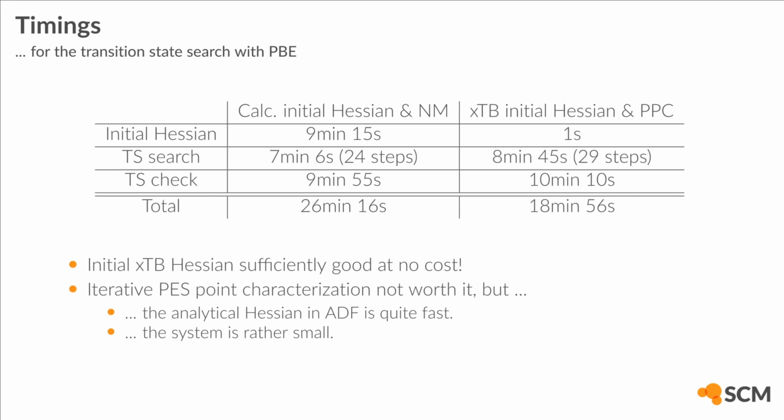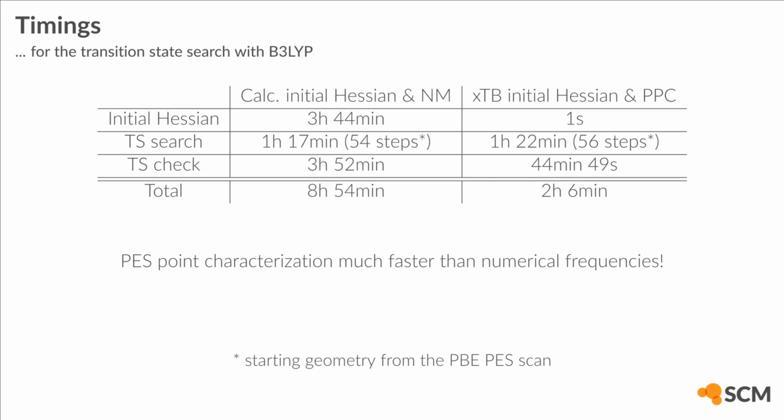The analytic Hessian in ADF is not yet supported in combination with all exchange correlation functionals. If I redo the exact same calculation, but switch to an exchange correlation functional for which the analytic Hessian is not available, the iterative PES point characterization is easily faster than the calculation of the full Hessian.